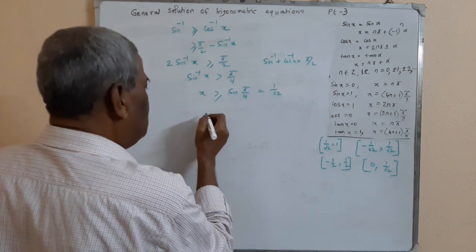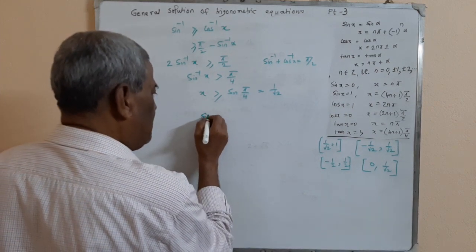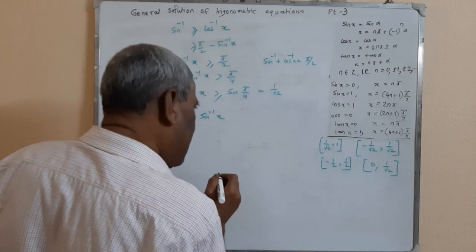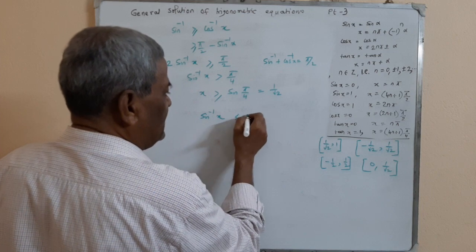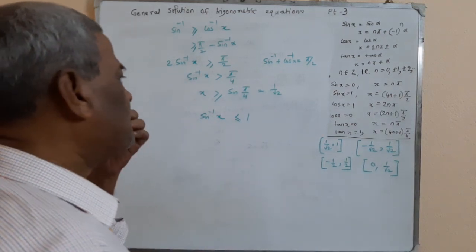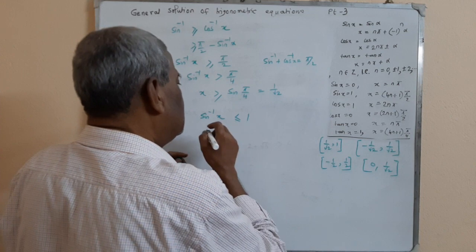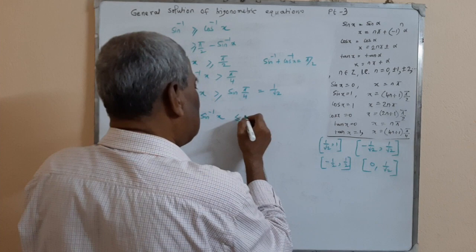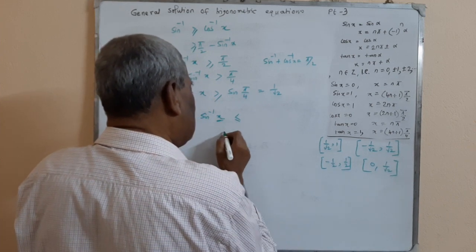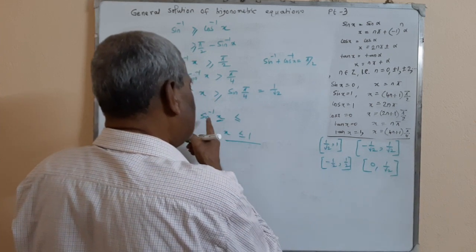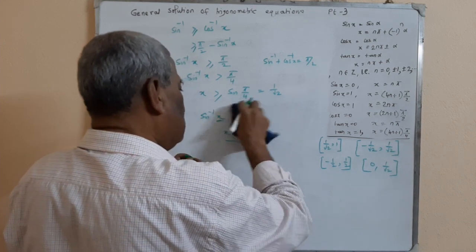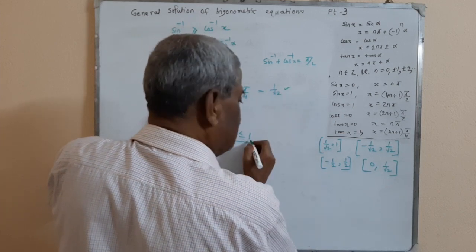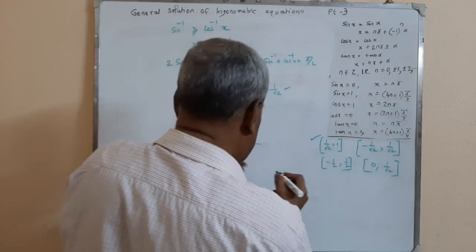Now we know that the values of sin inverse x and cos inverse x lie within a limit, so x actually is less than or equal to 1. Sin inverse x is defined only for x less than or equal to 1 always. So our x is greater than or equal to 1 by root 2 and less than or equal to 1. So this option is correct.